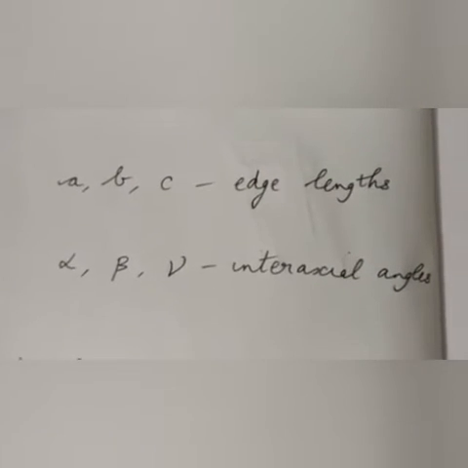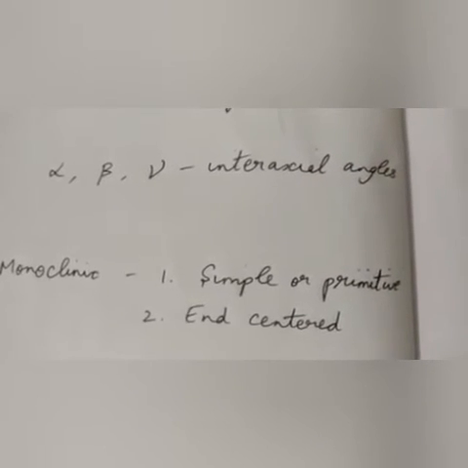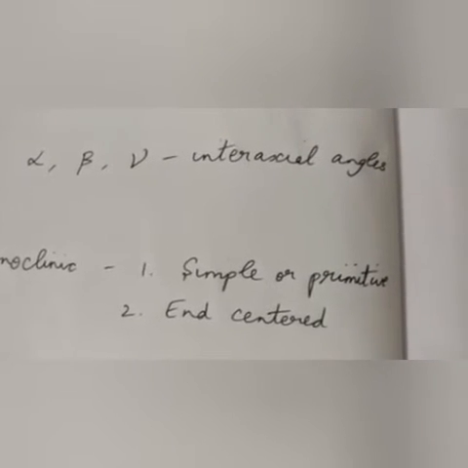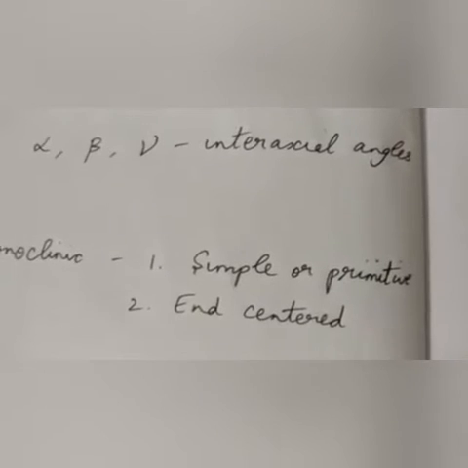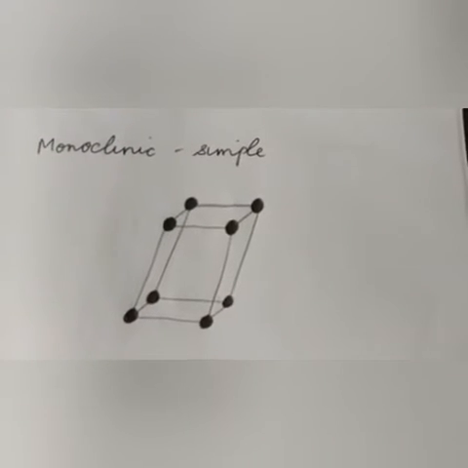So let me first describe the monoclinic systems. There are two types: the simple or primitive lattice, and the second type is the end-centered or base-centered lattice. So, we'll start off with the monoclinic simple lattice. Now, this is how its structure looks.